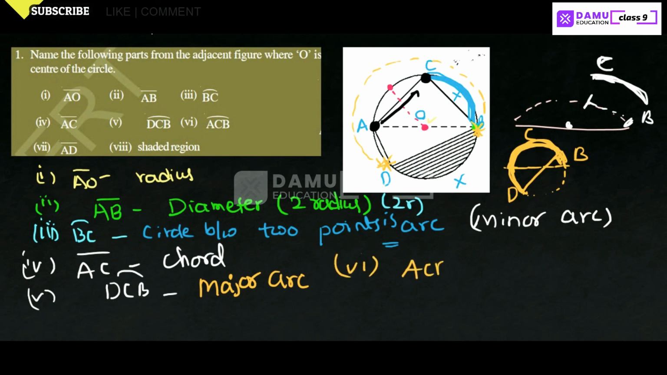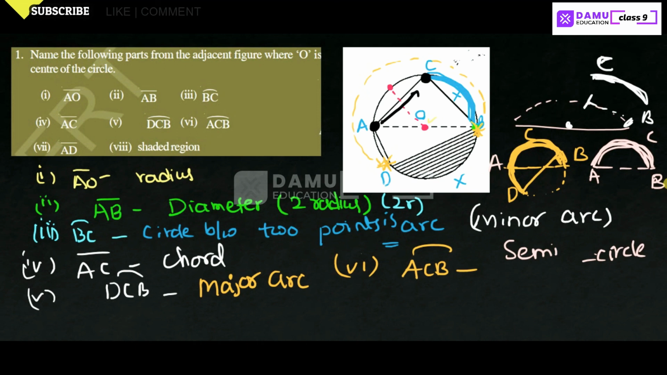The sixth one is ACB. Starting from A, going through C to B, this is a half circle that we are taking. That is a semicircle, or half arc.